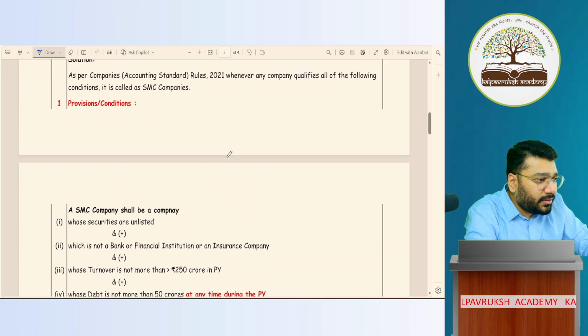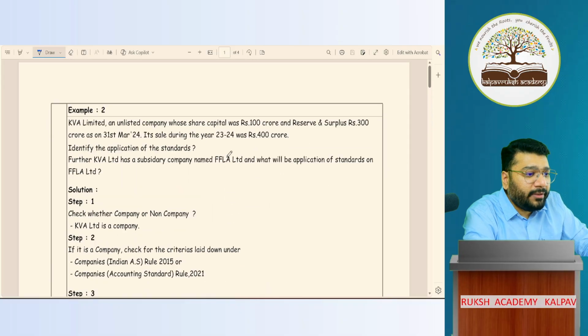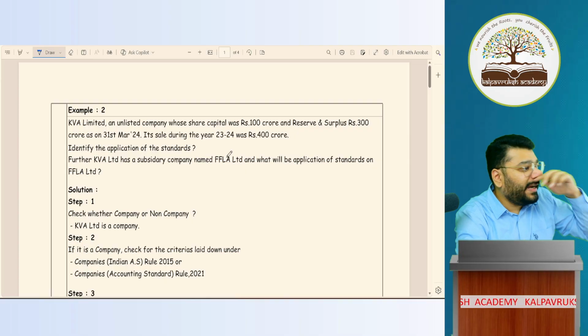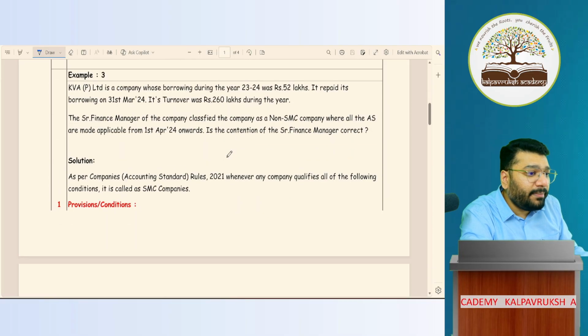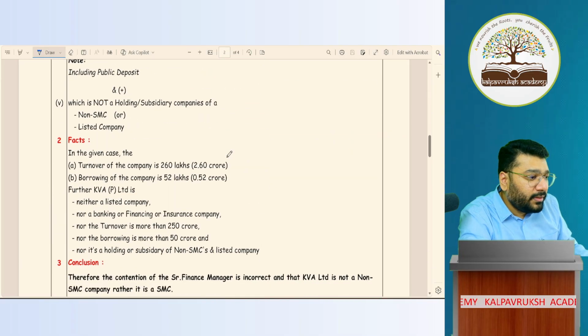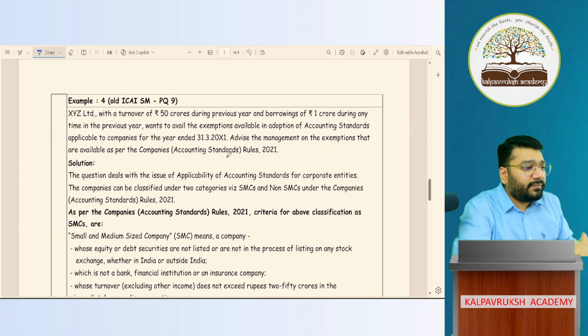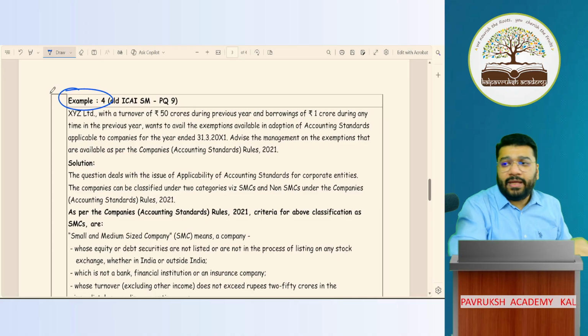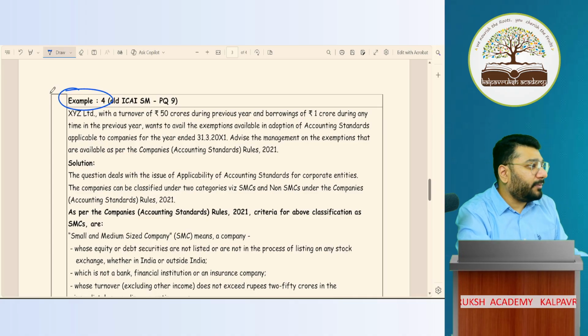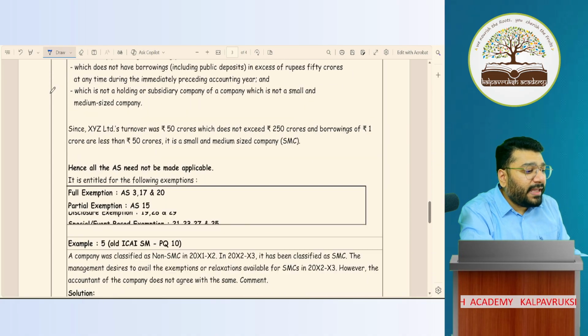Last class, we did example 1, that big question. We did example 2 also, and example 3 also. Examples 4 and 5 I've included. This I'll not discuss today. Tomorrow when I do revision of this entire chapter, I will discuss examples 4 and 5.